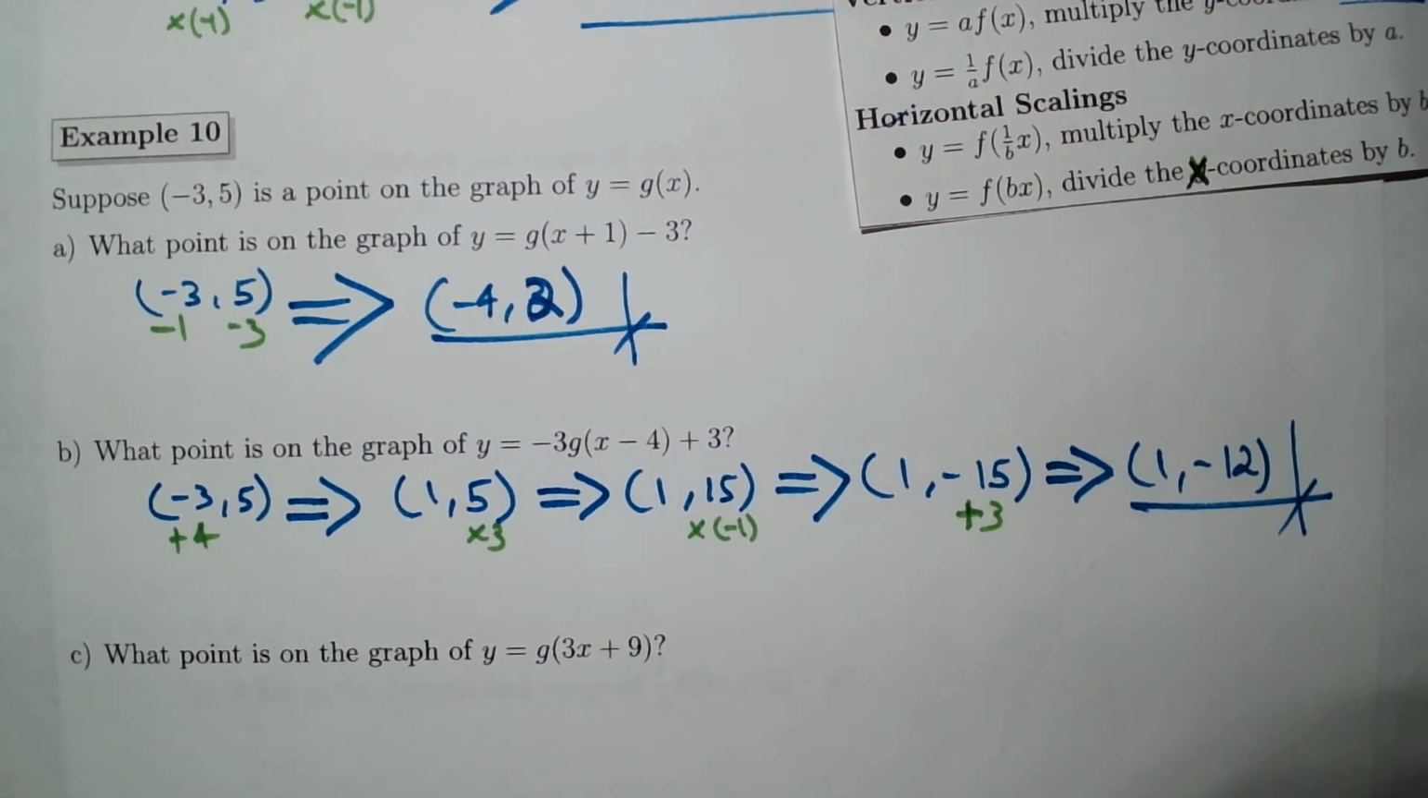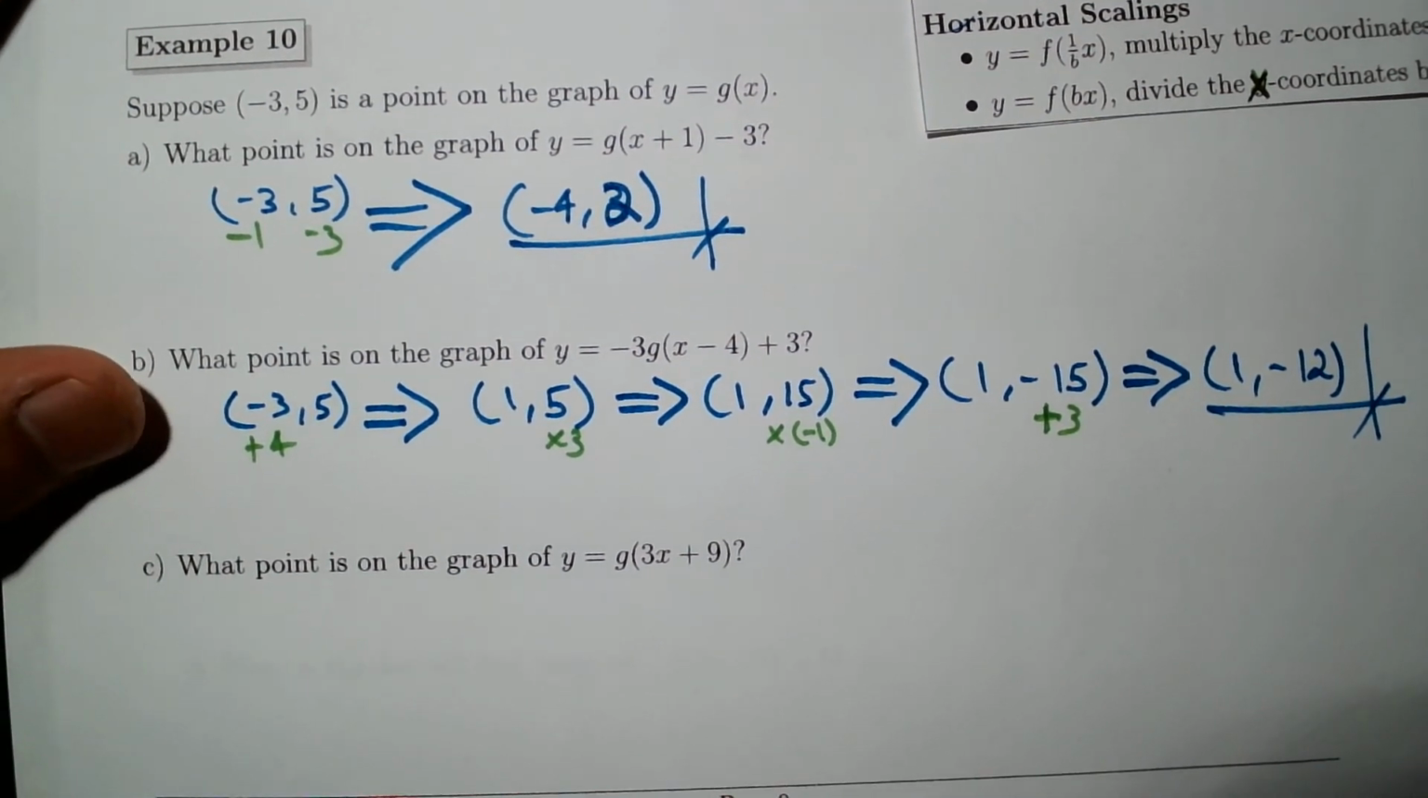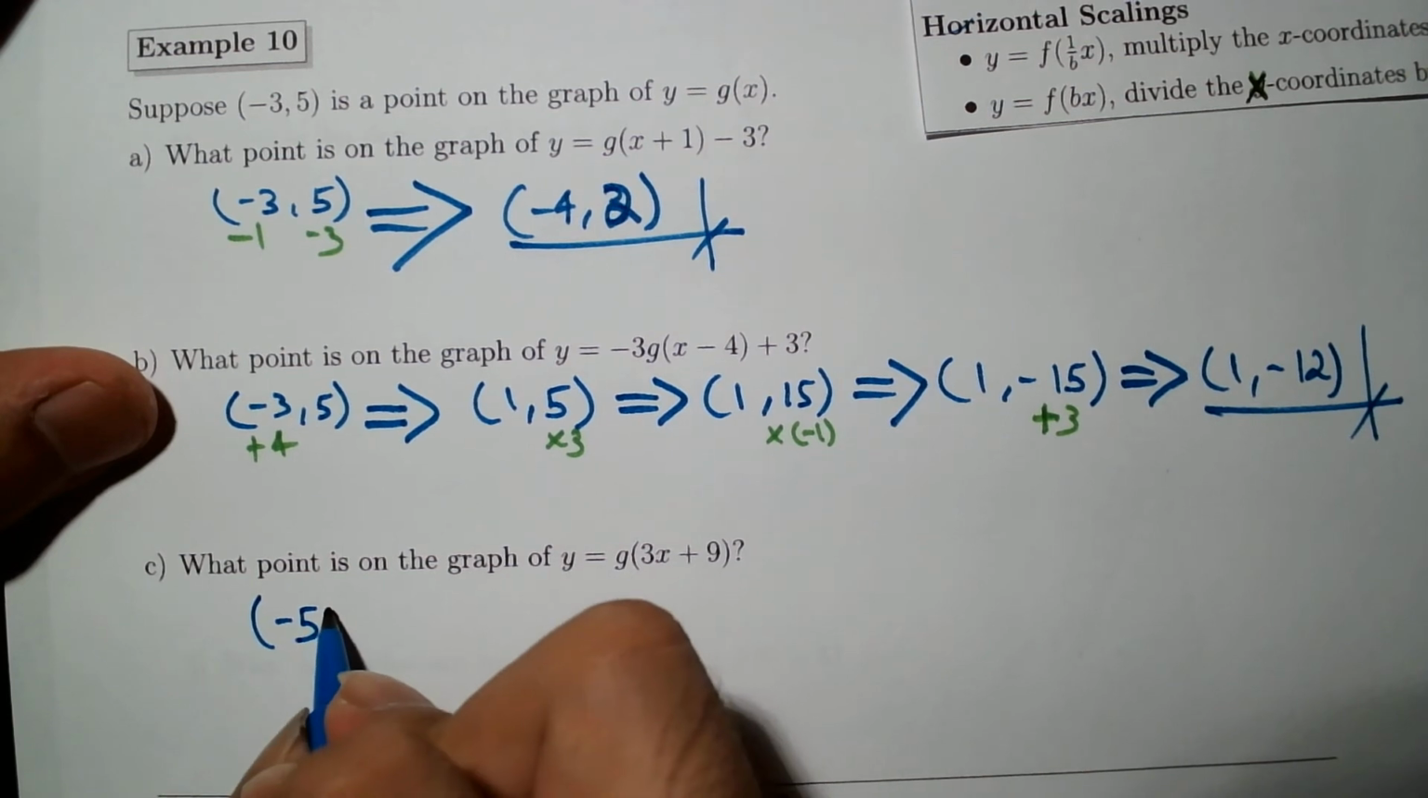All right, so let's see what comes next. We're going to have again the same point, (-3, 5).